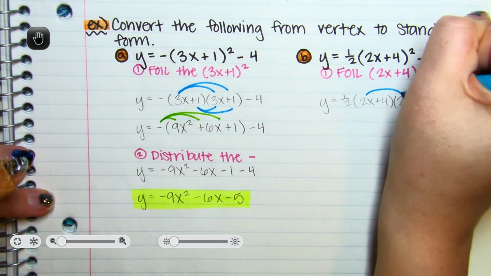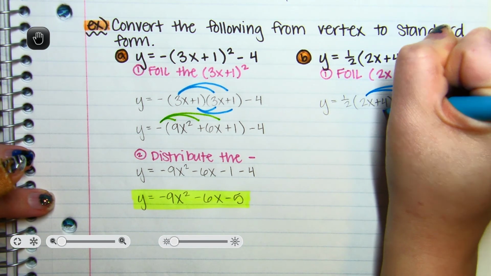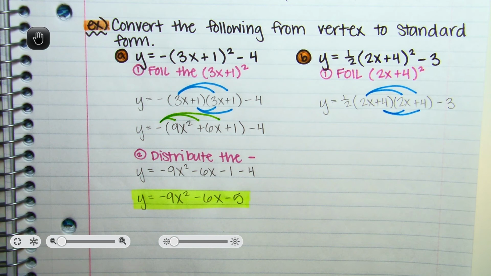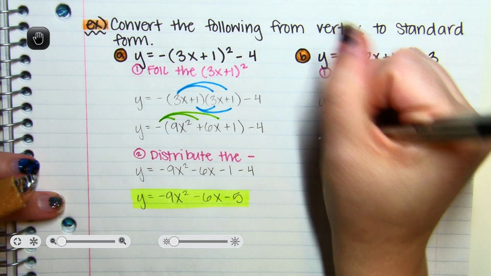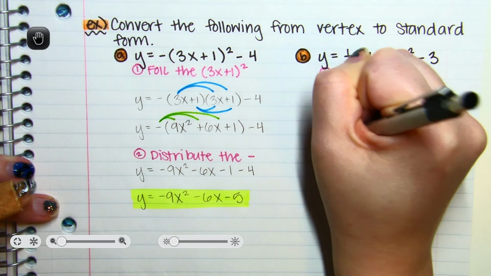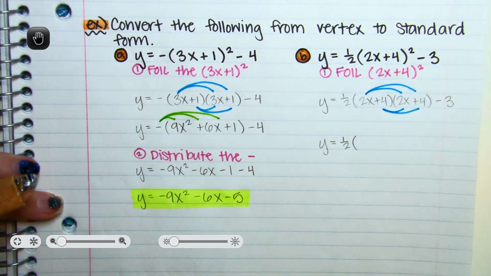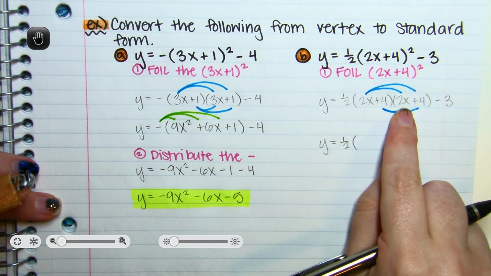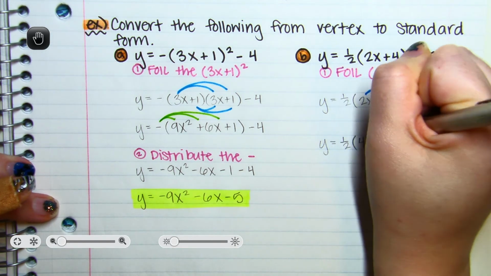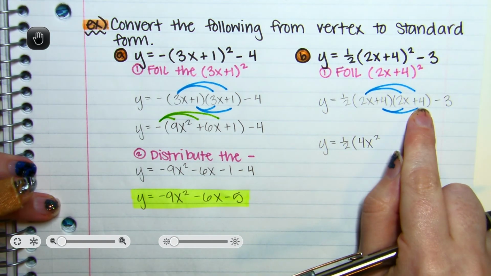Now I'm going to FOIL this, so first, outer, inner, last. Again, if you want to write this middle step, you can. I'm going to go down one more line, just to give me more room. So I'm going to have the 1/2 that stays out in front. 2x times 2x is 4x squared. 2x times 4 is 8x.